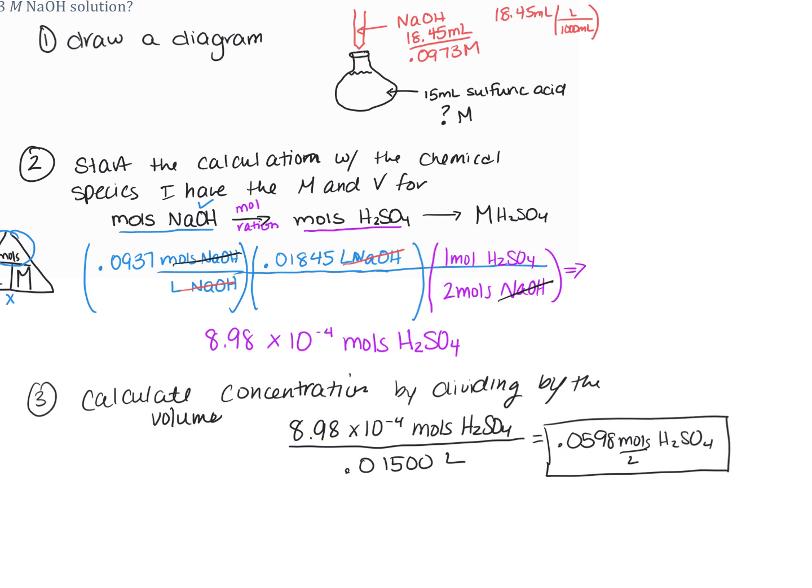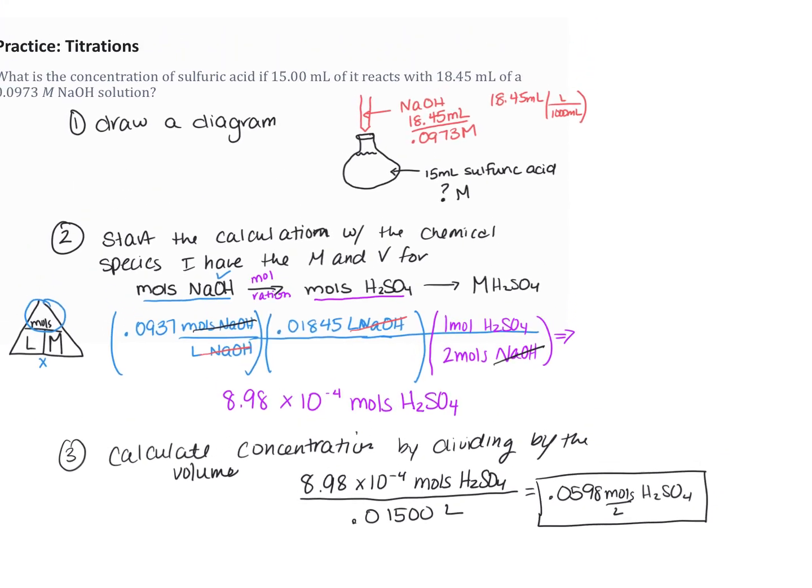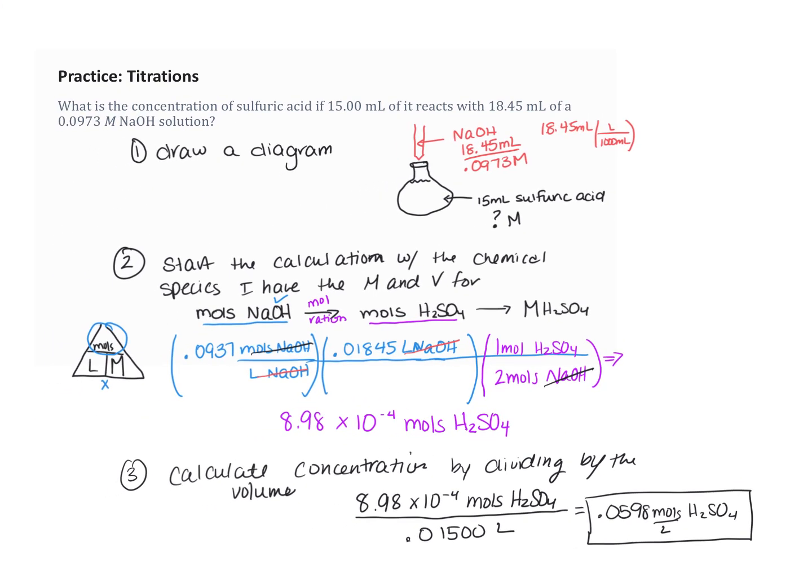Now, I want you to pay attention that the final answer here is in 3 significant figures, and that's because here we have 4 significant figures. Here we have 4 significant figures. But here we only have 3 significant figures. And so our answer here has 3 significant figures.